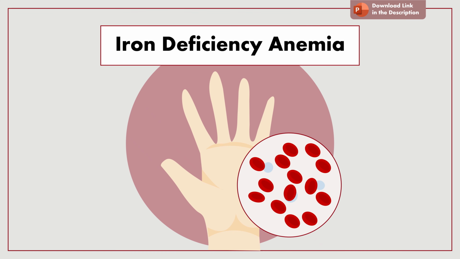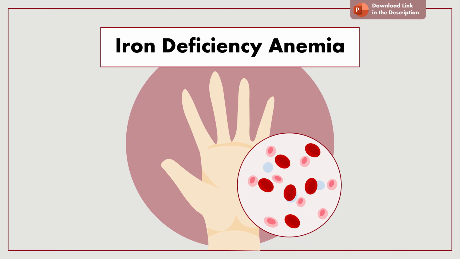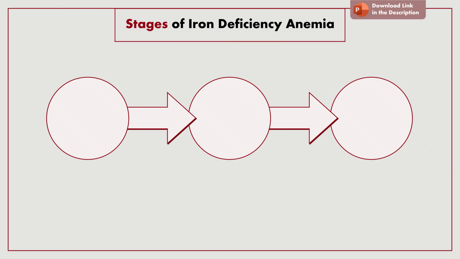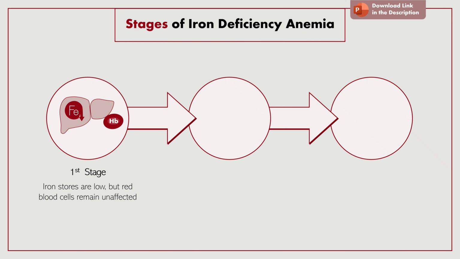Moving now into a focused discussion on iron deficiency anemia. IDA progresses through 3 distinct stages, each marked by specific physiological changes. In the first stage, iron stores become depleted, indicated by low serum ferritin, though hemoglobin levels and red blood cell production remain normal at this point.